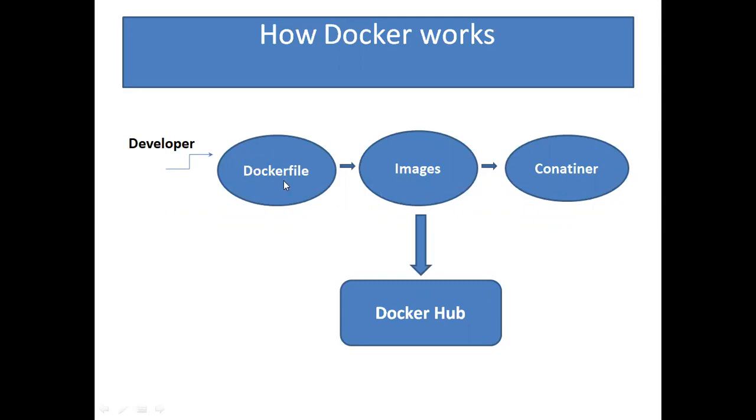A Docker file is just a file in which a developer mentions what binaries and dependencies are required for the application to run. All those things need to be mentioned in the Docker file. With the help of the Docker file, the image is created, and that image is like a read-only template that can be stored on Docker Hub. Docker Hub is just a repository, like GitHub and Bitbucket. GitHub and Bitbucket are code repositories, but Docker Hub is a repository for Docker images.